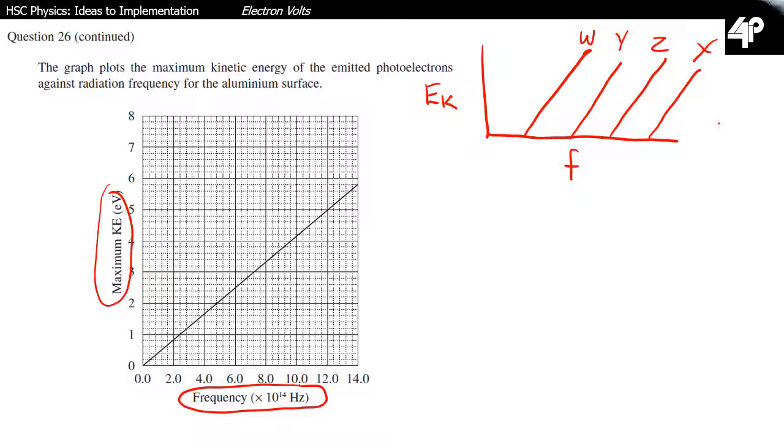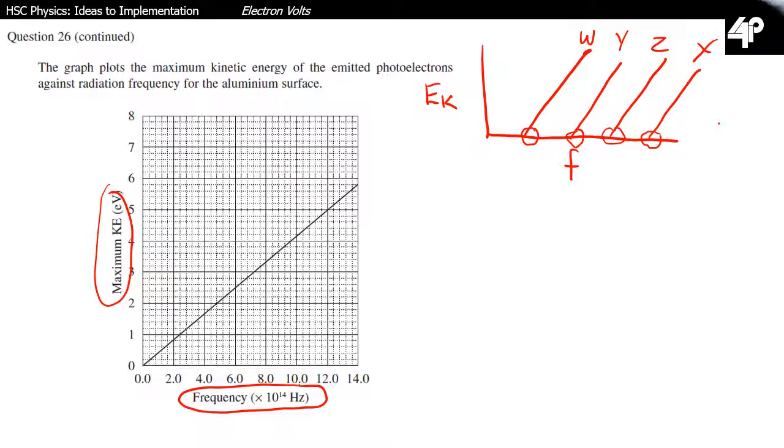At the point where these lines meet the x-axis, where the kinetic energy of photoelectrons is 0, that represents the threshold frequency for that metal. Each metal, W, Y, Z, X, whatever, is going to have its own unique threshold frequency, which is the minimum frequency of EMR required to eject electrons off the surface of the metal.